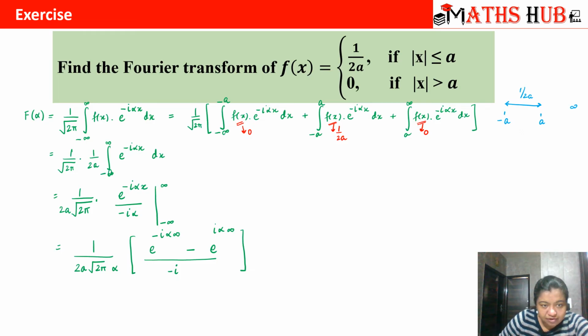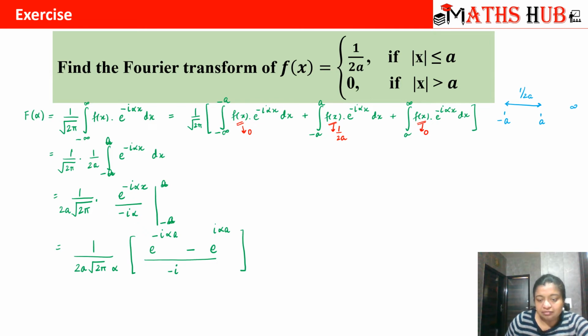The limits are from minus a to plus a, isn't it? So the limits are from minus a to plus a. So again, I'll put in the limits. So this is a and this will become minus a, right? Okay. Now, what is this becoming basically?